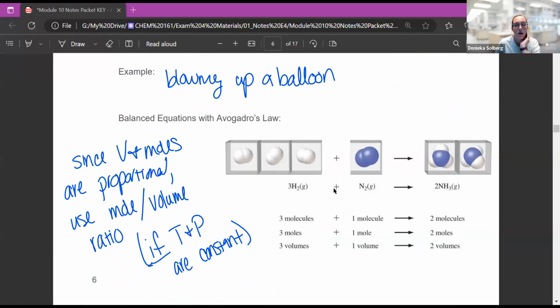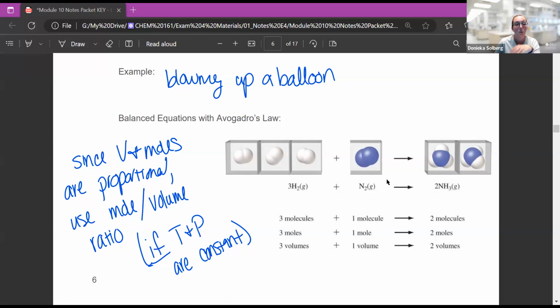3 H2s plus an N2 makes 2 NH3s, right? So I would read this as 3 molecules of hydrogen react with 1 molecule of nitrogen to make 2 molecules of ammonia. I can also read it, right, as 3 moles of hydrogen react with 1 mole of nitrogen to make 2 moles of ammonia. I can also read it as 3 volumes, let's say 3 liters of hydrogen, react with 1 liter of nitrogen to make 2 liters of ammonia. That one might mess with you.